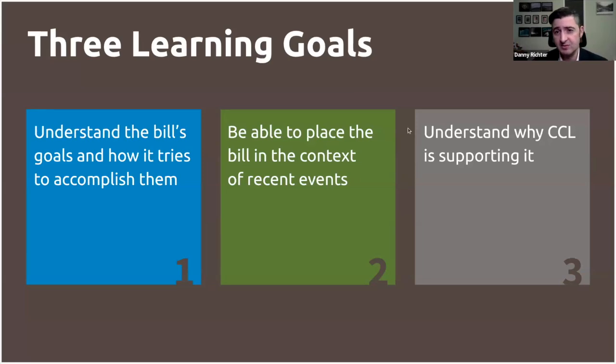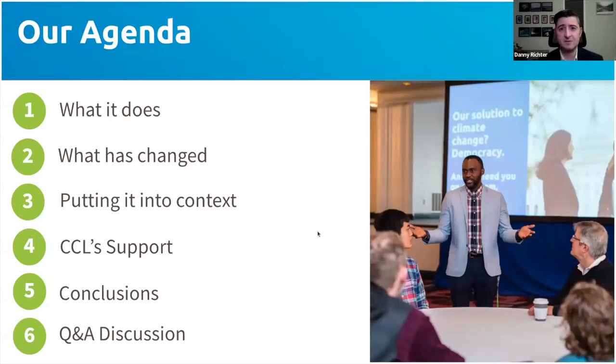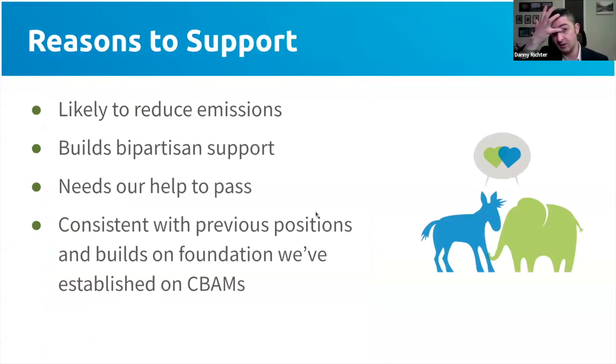I hope to achieve these goals with this outline. I'll first cover what the bill does, what has changed from the previous iteration. This is the second time this bill has been introduced. I'll try to put it into some context, and then I'll talk a little bit more in detail about CCL's support, and then I'll pull out what I think are the main conclusions, and then we'll have plenty of time for Q&A and discussion.